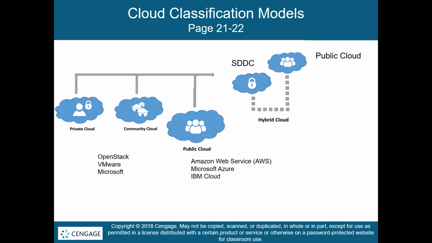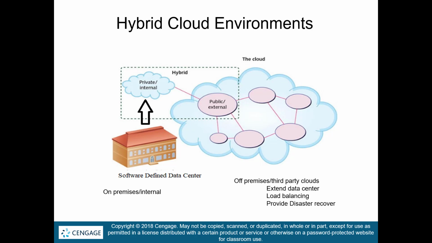A hybrid cloud is one in which we're going to take our on-premise data center or private cloud and plug it into a public cloud in order to extend it. There are a few advantages to doing this, as you can see in this diagram. Off-premise or third-party clouds allow us to take our software-defined data center or private cloud and extend its services. So rather than having to buy additional hardware because we need more data storage or another server, we can rent these services, if you will, from the public cloud providers. So we can extend our data center.